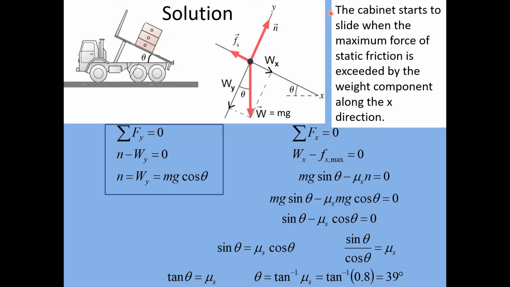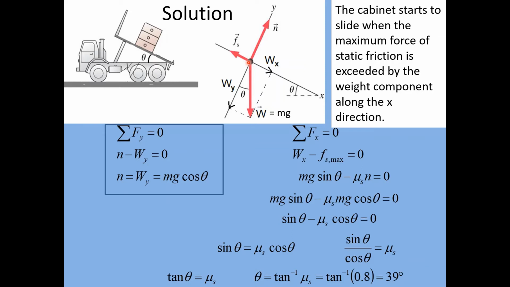So the physics here is that the cabinet will start to slide when the maximum force of static friction is exceeded by the weight component along the x direction. In other words, when this force here, W sub x, the weight component pointing down the slope of the ramp or the bed of the truck, is larger than our maximum static friction force, it's going to win the battle and cause the file cabinet to slide down. But when W sub x is less than the maximum force, it's going to stick. So that's what determines when it goes.